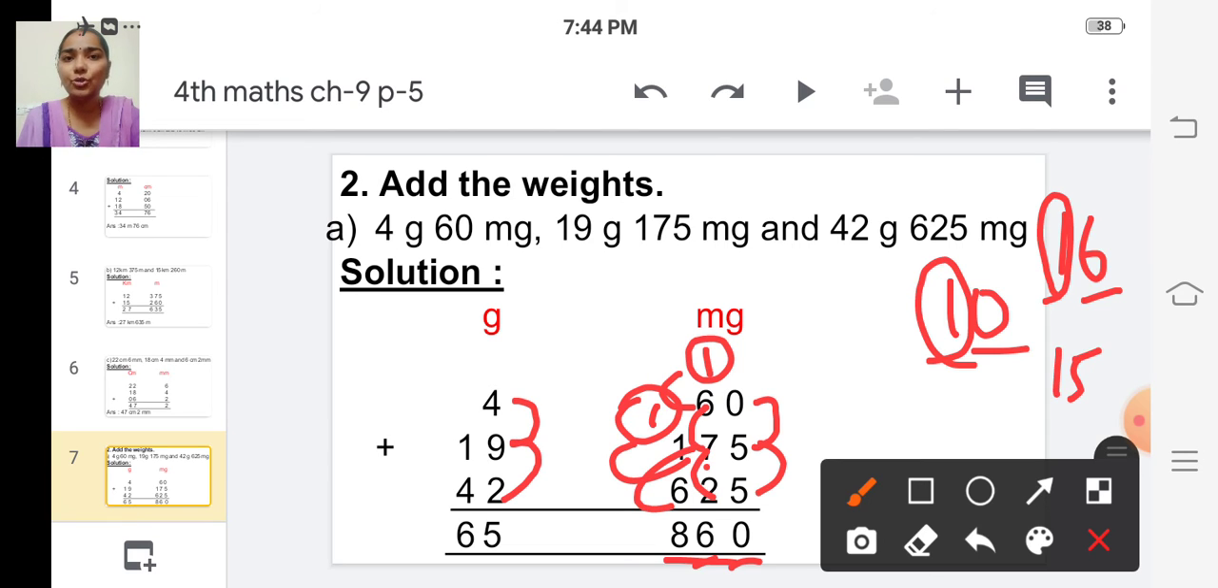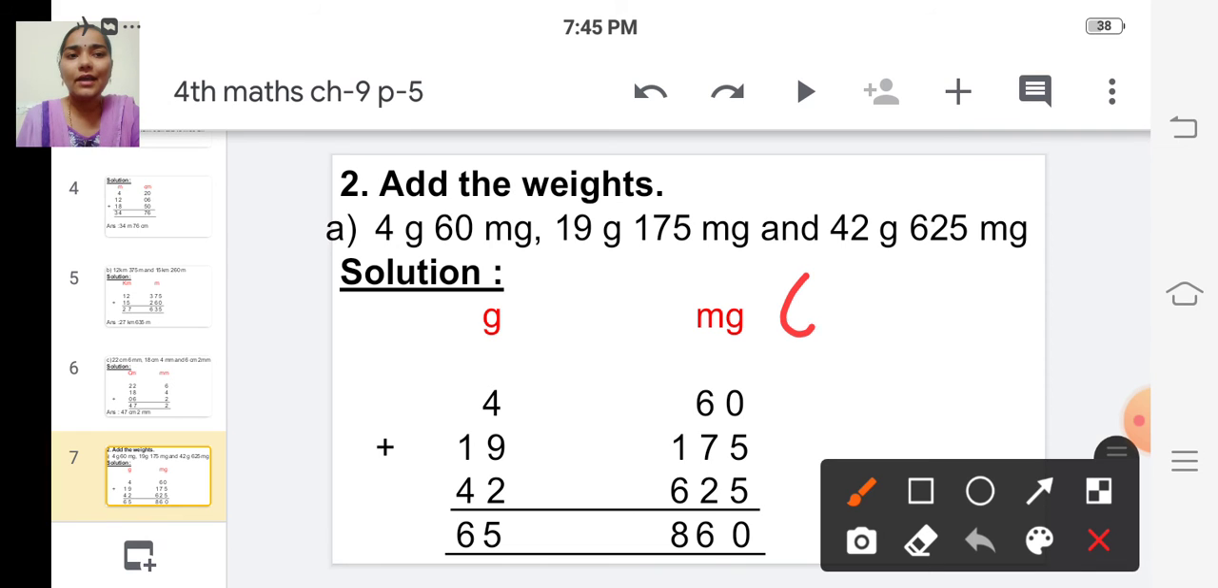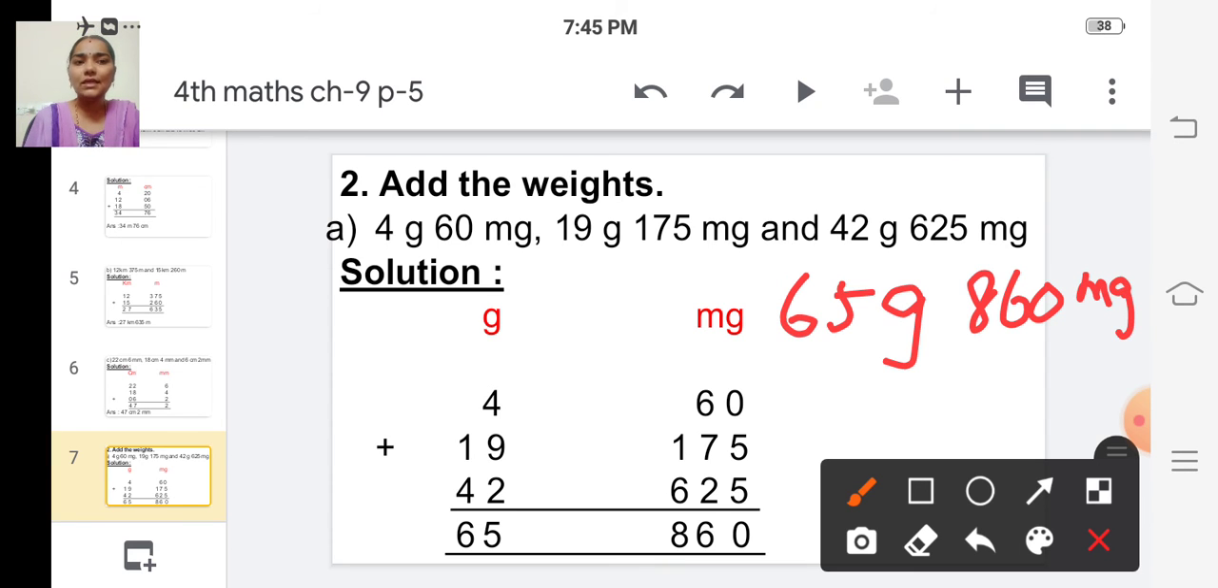So 15 is a 2-digit number. So you have to write this 5 in the answer. Okay, 5 in the answer and you have to carry over 1 to the next place. Okay, so 1 plus 1 is 2 and 2 plus 4 is 6. Okay, so the answer is 65 gram and 860 milligram. This is the answer. Okay, what is the answer? 65 gram and 860 milligram.